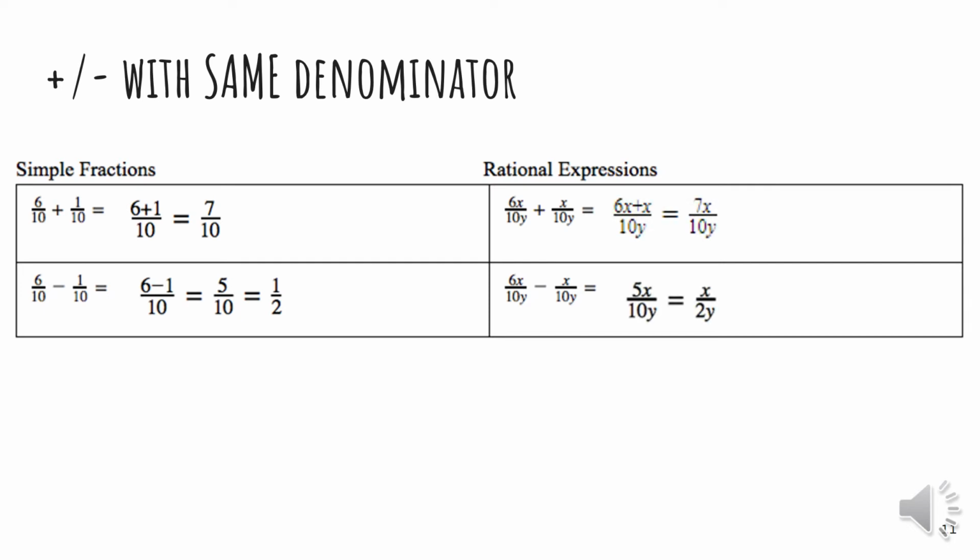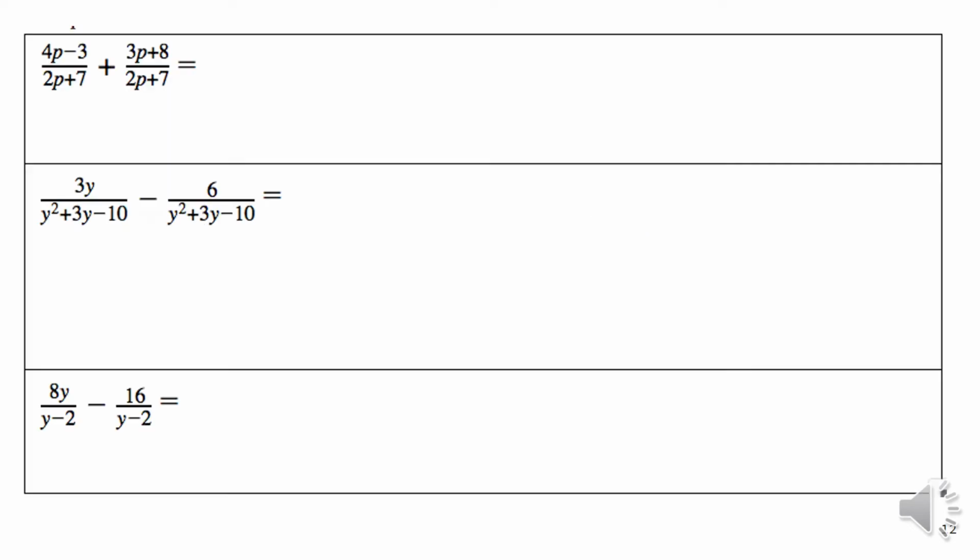And if I were to subtract my rational expression, I get 6x over 10y minus 1x over 10y. That's 5x over 10y. In other words, 1 over 2 and then x over y, leaving me with x over 2y. 4p minus 3 over 2p plus 7 plus 3p plus 8 over 2p plus 7 means I'm going to combine the numerators and leave the denominator alone, combine my like terms, and get 7p plus 5 over 2p plus 7.